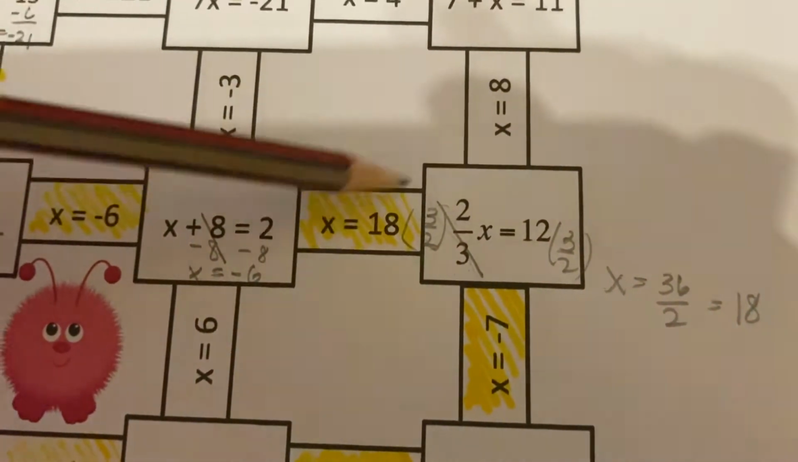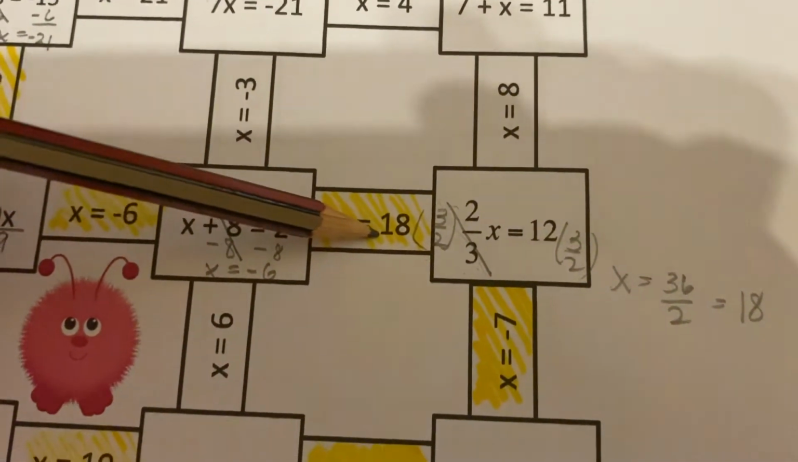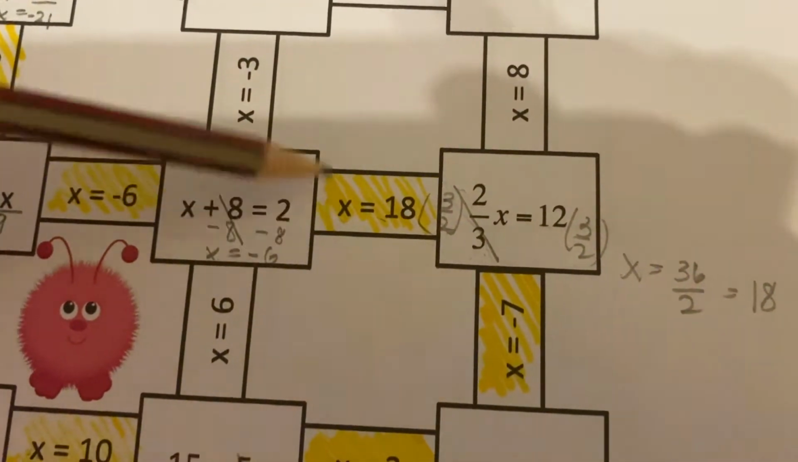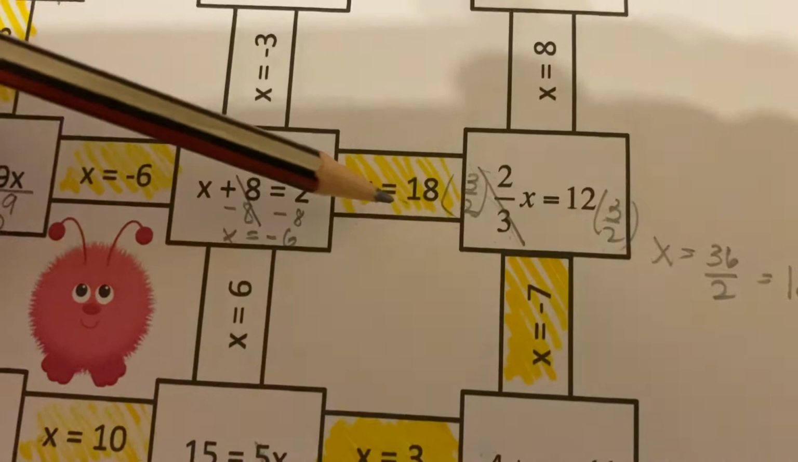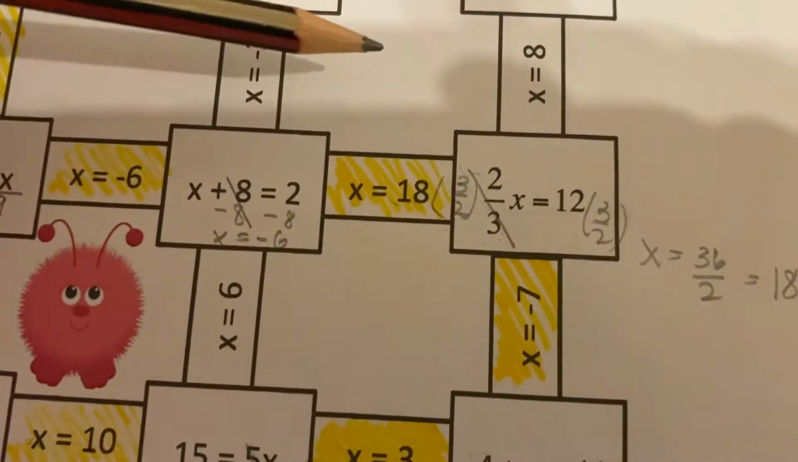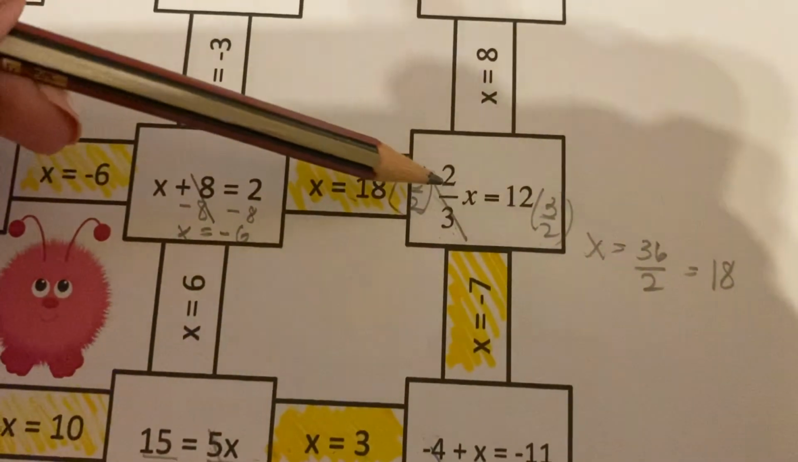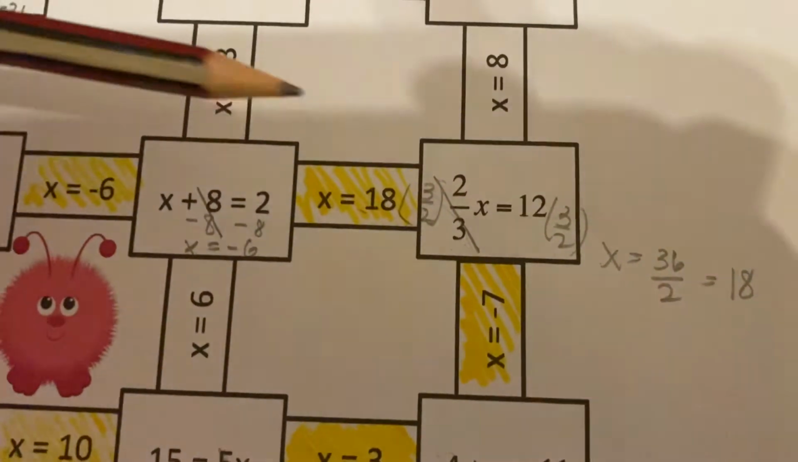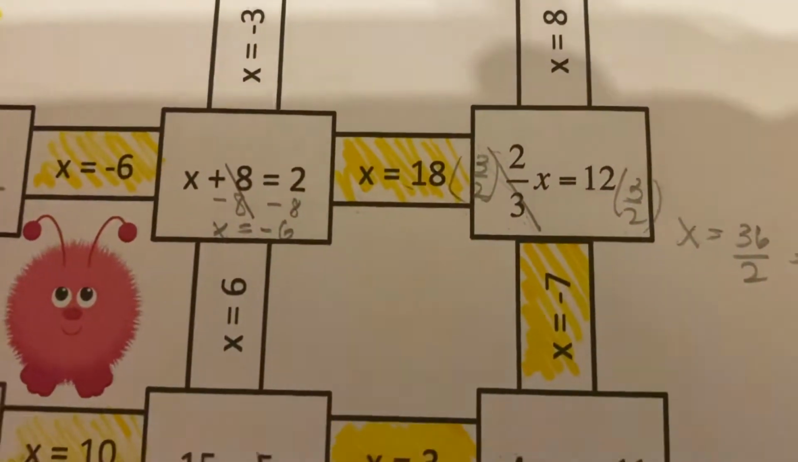Well, do we have 18? Yes, we do. It's right here. Okay, so go ahead and shade in x equals 18. Again, you can check your work by putting 18 in for x. You would do 2 times 18 divided by 3. You end up getting 12, so it checks out.